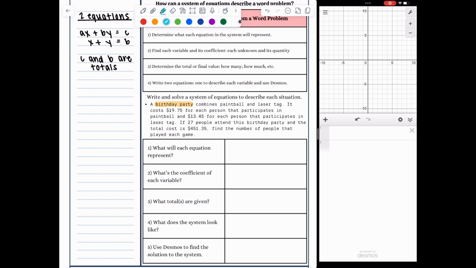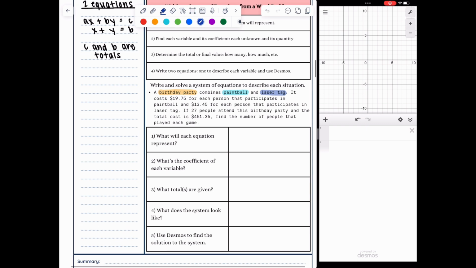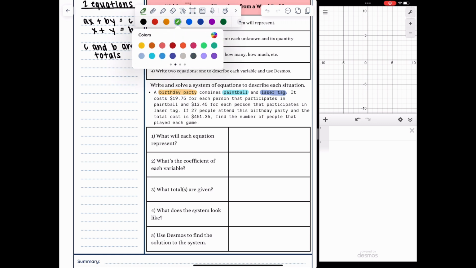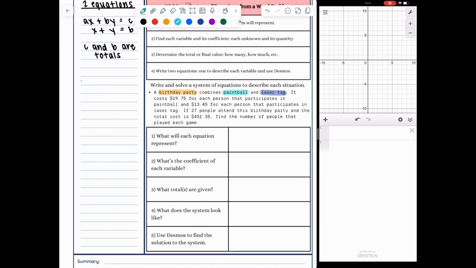So let's look at this word problem where we're talking about a birthday party. Pretty traditional birthday party where you have paintball and a laser tag party. Those are the two things that are happening at this party. If you're thinking about what your options are, you can play paintball or you can play laser tag. The next thing you want to know is a little bit more about the structure of the party. Not only are you going to have people attending, you're also going to have to pay for those people to attend. So the first thing you have is paintball.